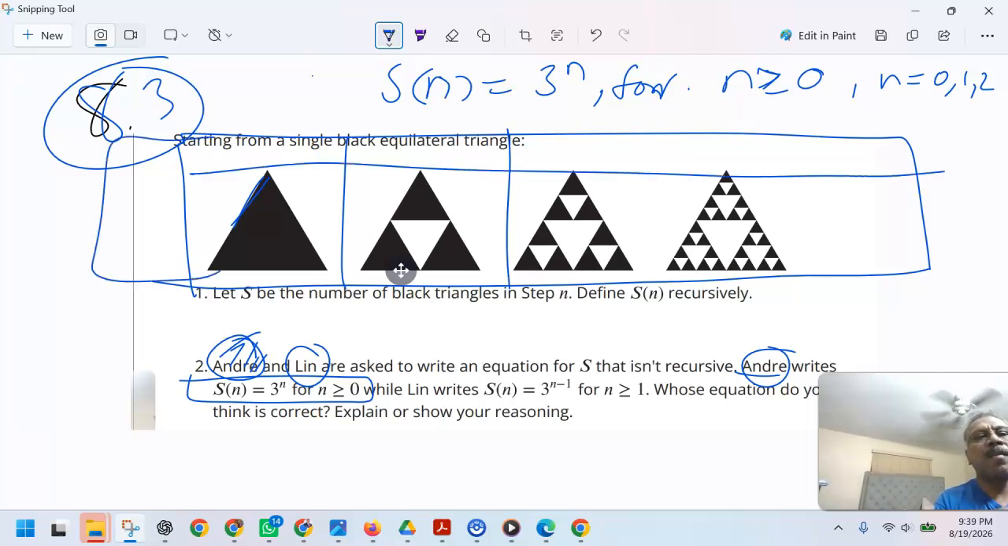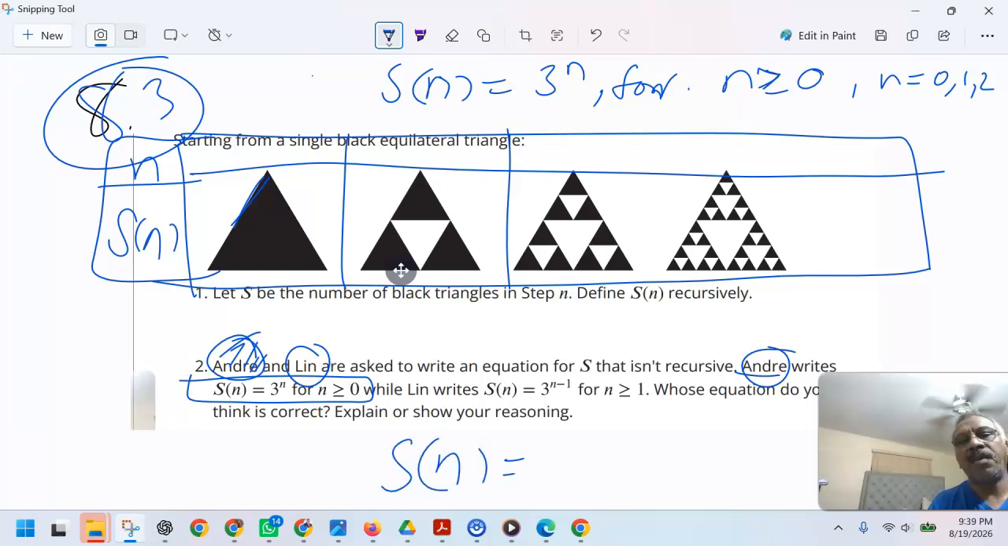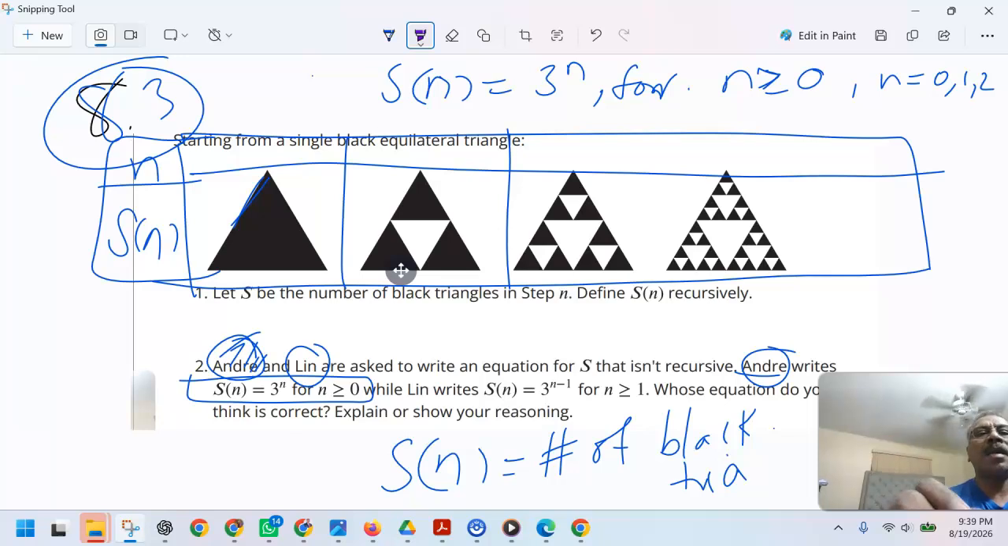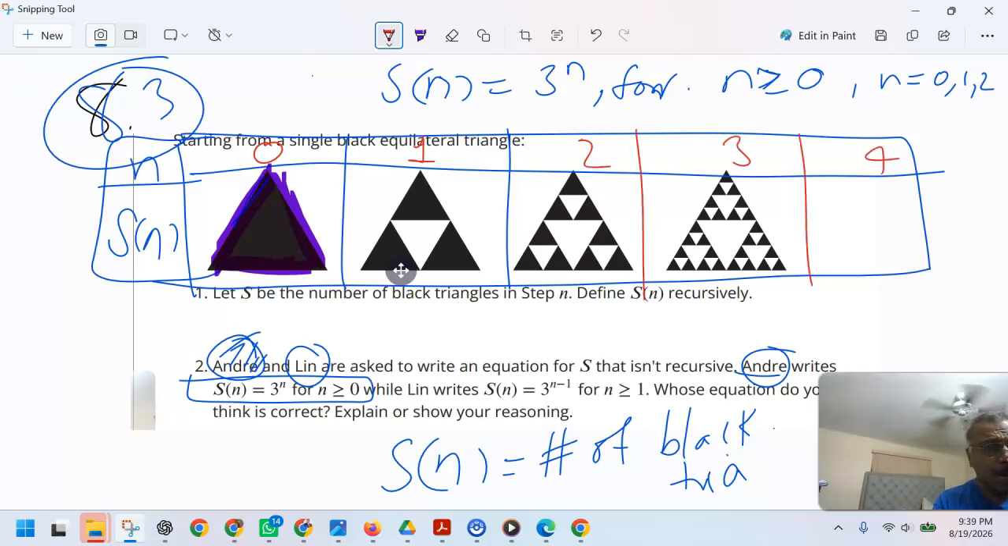So this is n, and this is the number of black triangles. First of all, we should know what Sn stands for. It basically means the number of black triangles. Like in the beginning, you can see there's one black triangle, the only one. So Andre starts with 0, and then the next one is 1, and then 2, and then 3, and then 4.